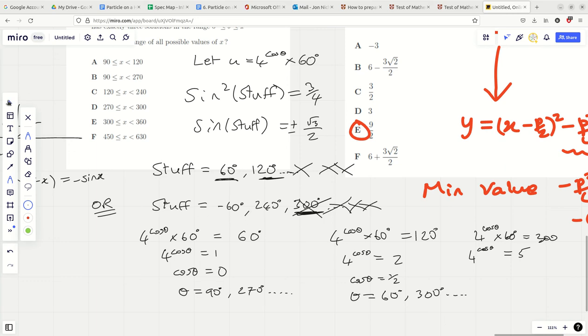Now, if you try the next value down, we're going to be doing 4 to the cos theta times 60 is 240.